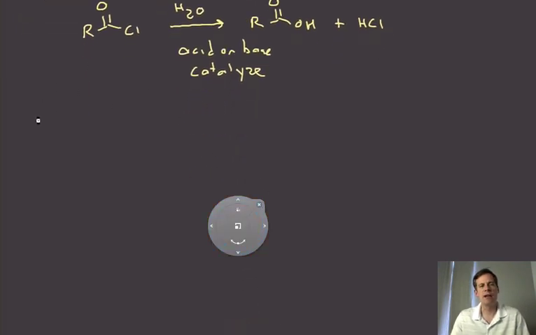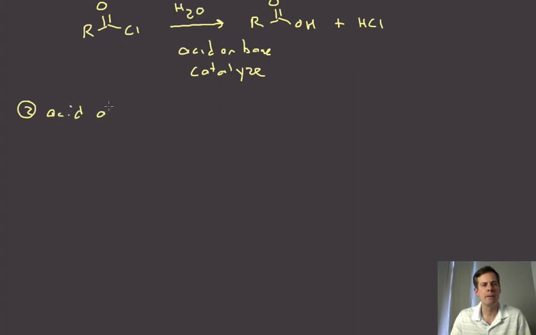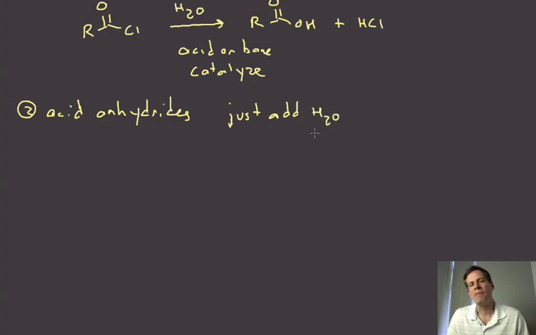The next one, the next step down on the reactivity list, would be acid anhydrides. Okay. And pretty much the same sort of consideration goes. You don't need to think about this too hard. You basically just add water. Okay. And again, by far the bigger problem is getting hydrolysis to not happen with an acid anhydride.